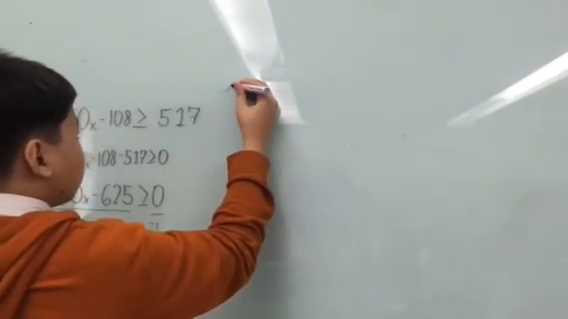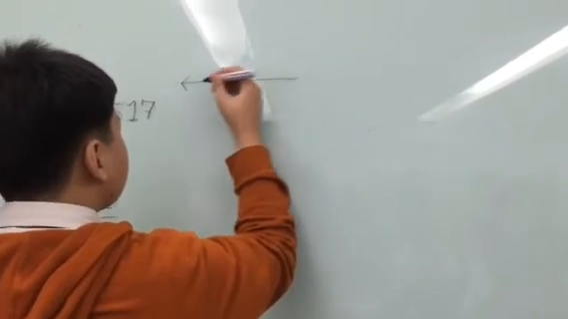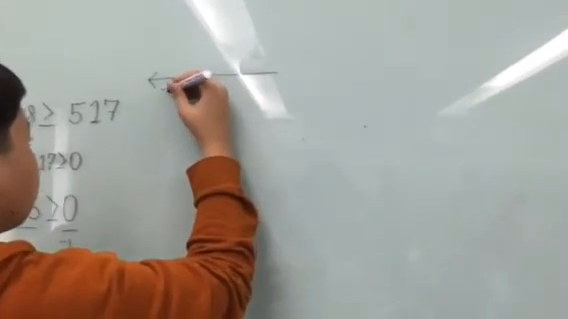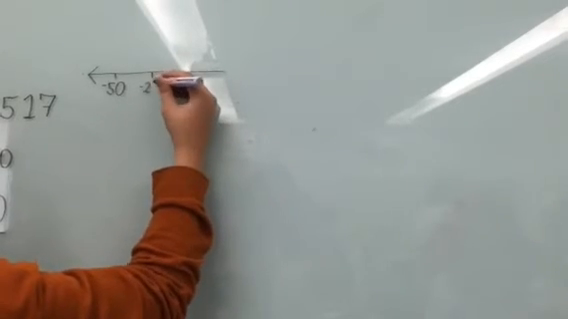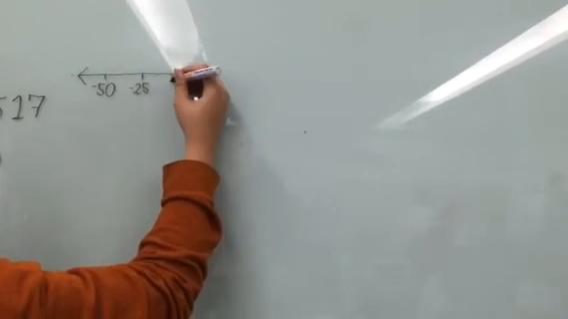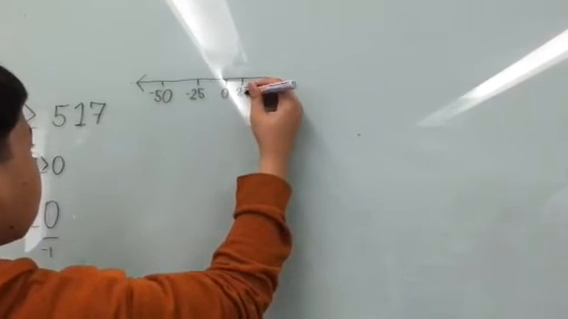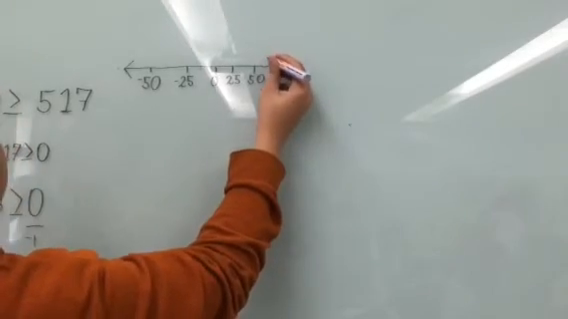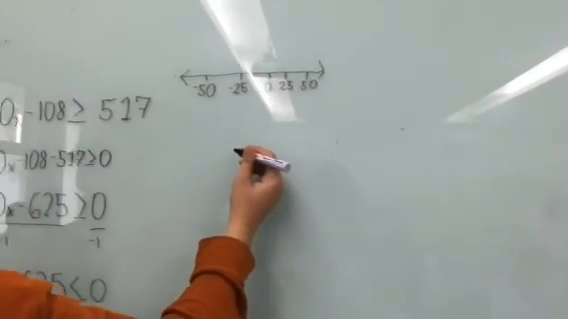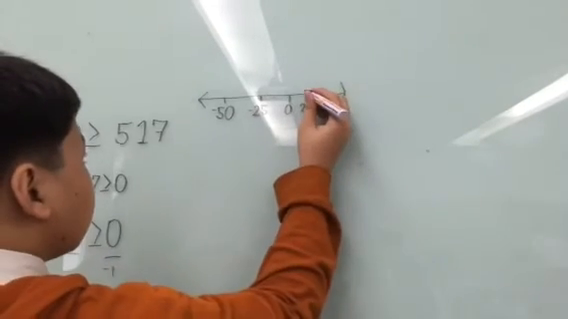Now, to graph this in a number line. First, make a number line in any interval you would like. I'll be using a negative 50, negative 25, 0, positive 25, and a positive 50 interval. Secondly, plot the value of the critical points in the number line by placing points. I'll be only plotting 25 since it is the only critical point.